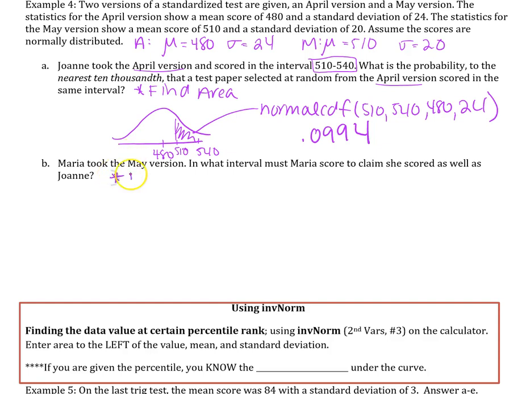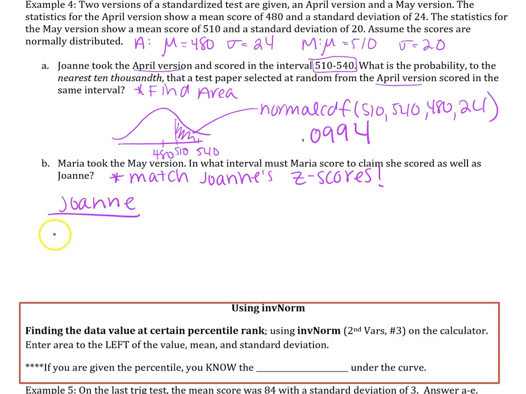So she wants to be the same number of standard deviations away from the mean that Joanne was. So the big idea here is she needs to match Joanne's z-scores. And that's how she can claim that she did as well. Okay? So first thing I need to do is figure out what Joanne's z-scores were. I'm going to call her first z-score ZL for Z low, and then I'll call her second one ZH for Z high, because remember, we don't know exactly how she scored. She gave us a low bound and a high bound.